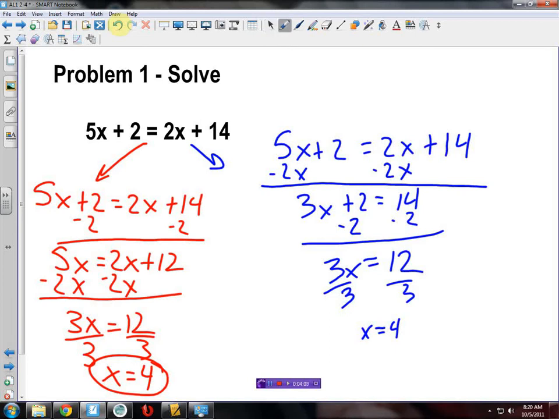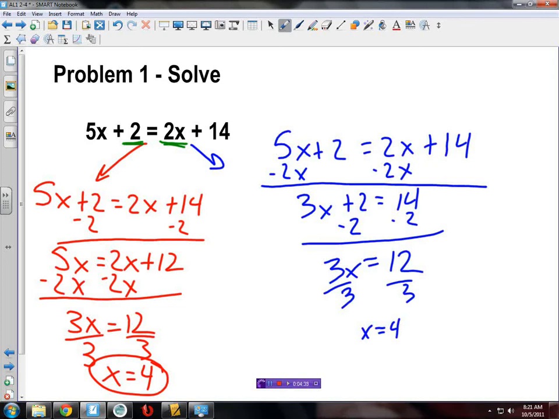Adrian said to move 2x. Is 2x bigger or smaller than 5x? Smaller. Haley wanted to move 2. Is 2 bigger or smaller than 14? Smaller, okay? You should always try to move the smaller number over to the bigger side, okay? The smaller number over to the bigger side. What that'll do, it'll keep you from getting as many negative signs, okay?